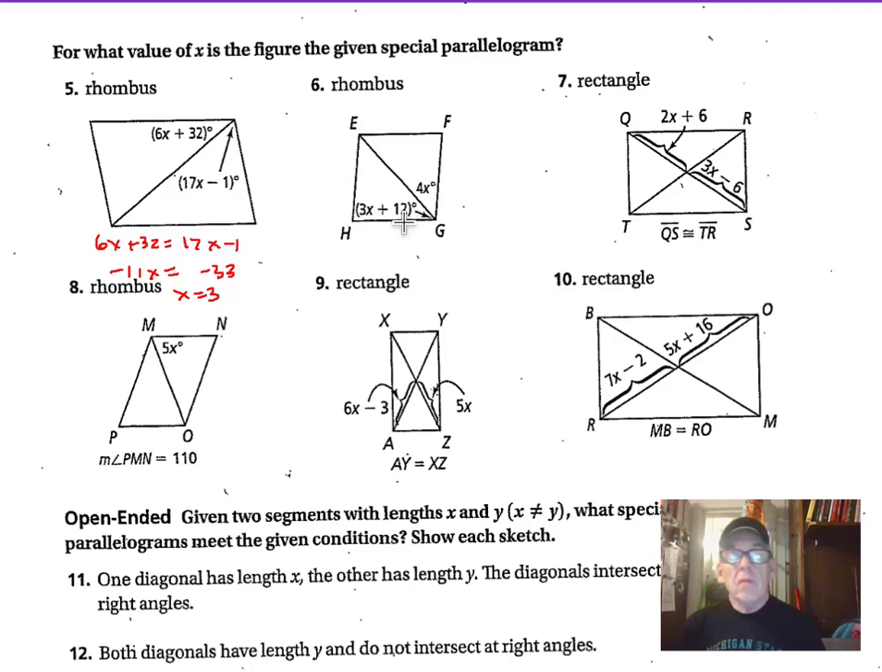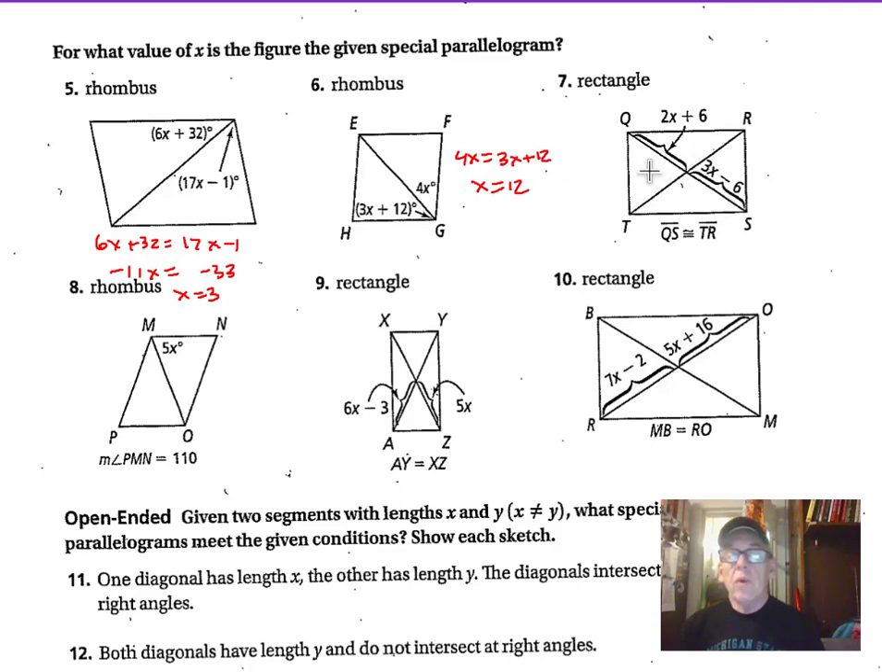Over here, same idea. If this angle is bisected, then each one of these would be equal to each other, and that would be what we would have with a rhombus. So 4x would have to equal 3x plus 12. Take 3x away from both sides. X is equal to 12 for that one.